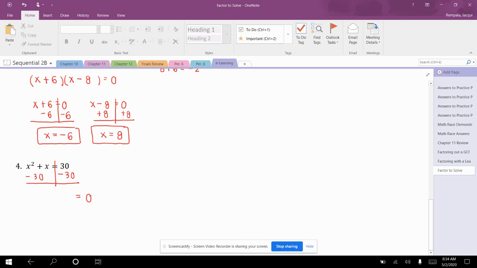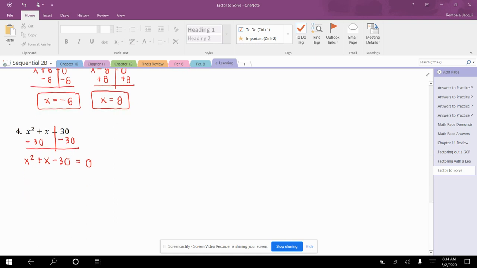By moving the 30 over to the left-hand side, none of those terms are like terms. So that means that I can't combine anything. And so now I just have x squared plus x minus 30 equals 0. Now it's in the form for us to start factoring. I don't have any numbers or variables in common, so there is no GCF. Once again, there's a 1 in front of the x squared, so that tells me that I'm going to start each of my parentheses with an x.